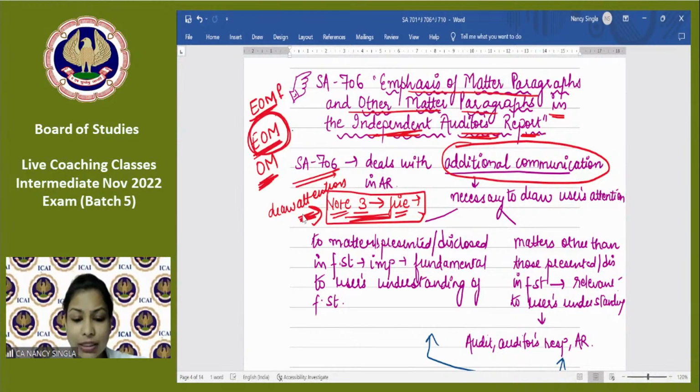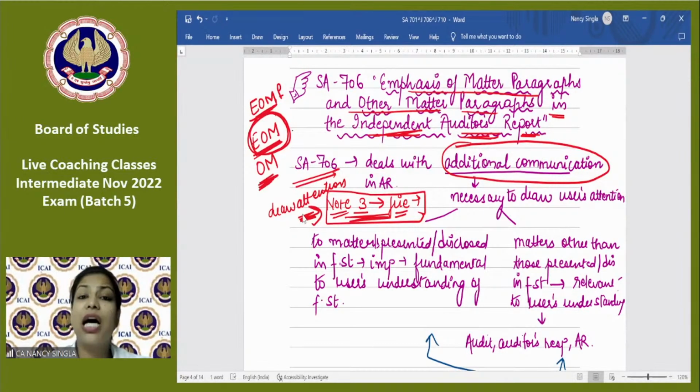Okay, now listen carefully, everything will be clear. Wait. Emphasis of matter paragraph: you want to emphasize something on a matter which management has properly accounted for and properly disclosed in the books of accounts.